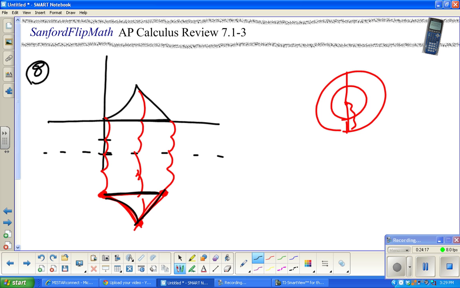Okay, so the idea then is it's spinning. You can do whatever method you want. Yeah, this would be a good one to do shell.